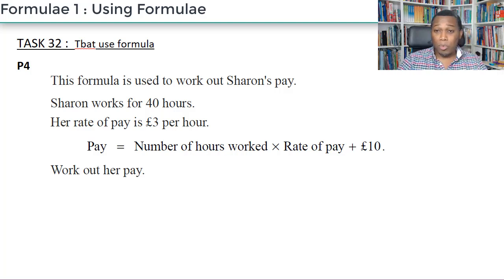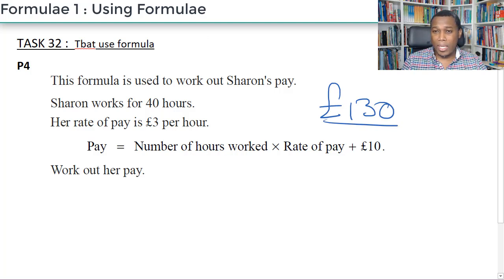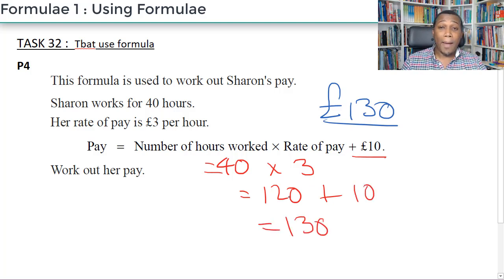Okay, so you've had that one there. And the answer you should be getting, I'm looking at this and I'm seeing 130 pounds. Hopefully that is okay. And it looks good to me because what we're looking at, number of hours is 40. 40 times 3 will give you 120. 120 plus the 10 pounds will give you 130 pounds. So 130 pounds it is. That's a look at how you use a formula.